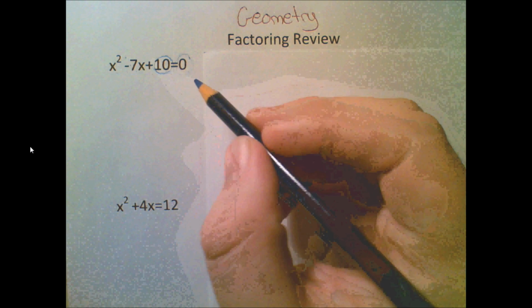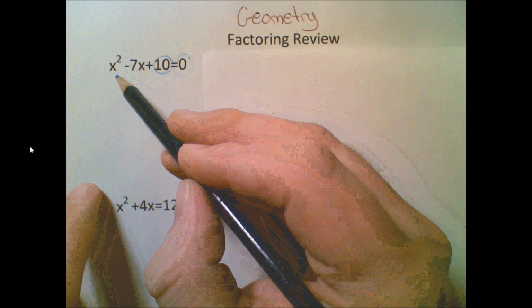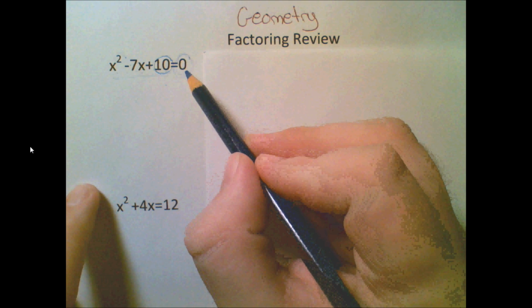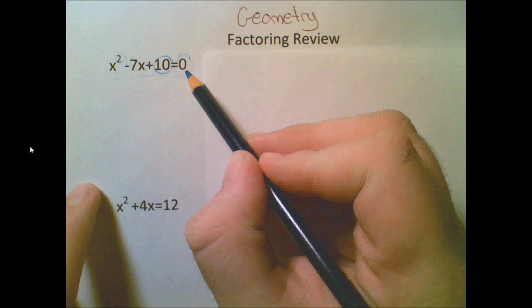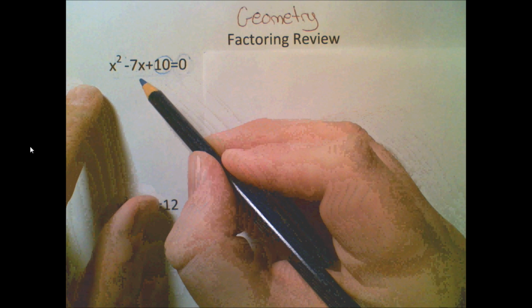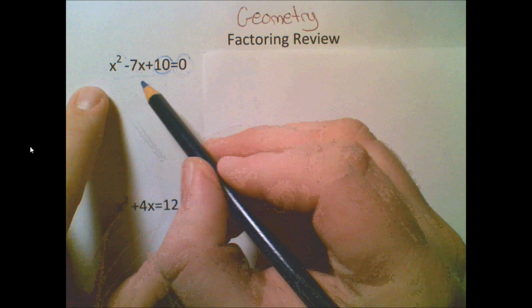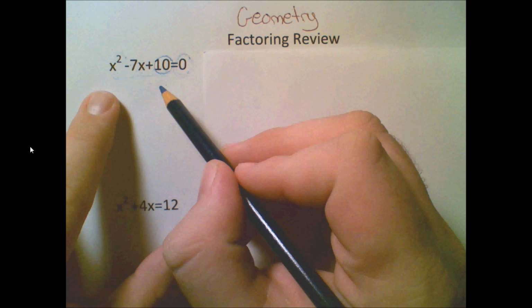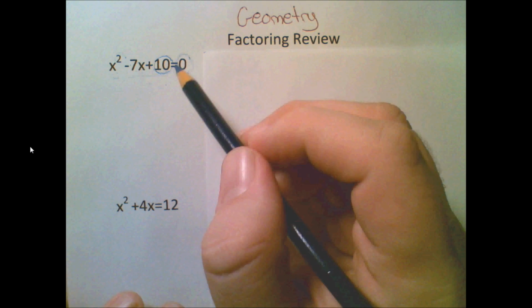So, here you go. The first thing we're going to do, you have an equation with a square, and it's equal to 0. If it's equal to 0, that is the key part about this problem, because if you have two things that multiply together that equal 0, one of them must be 0. So, let's take a look.